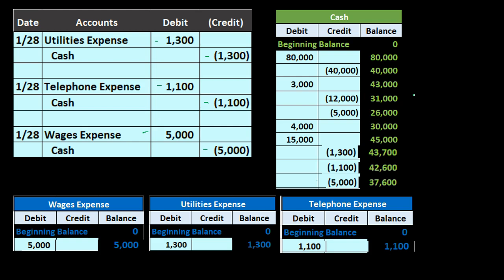We would have overdrawn. The expenses, on the other hand, income statement accounts only go up. They only have debits. So really these only go in one direction, meaning we only pay the employees, they don't pay us. We only pay the utilities company, they don't pay us. We only pay telephone, they don't pay us. The balance sheet accounts, the permanent accounts like cash, go both ways. We pay cash and we receive cash.